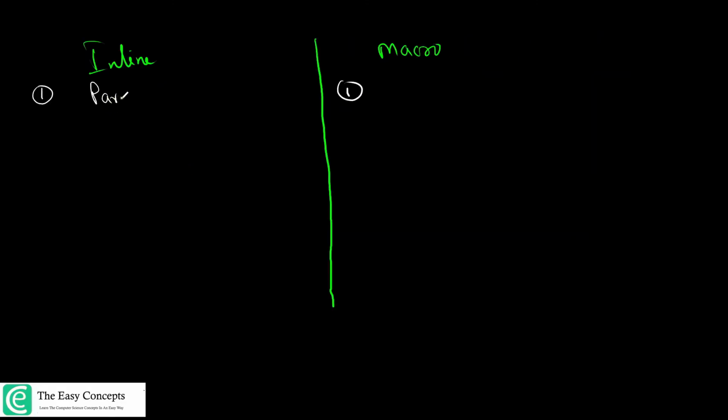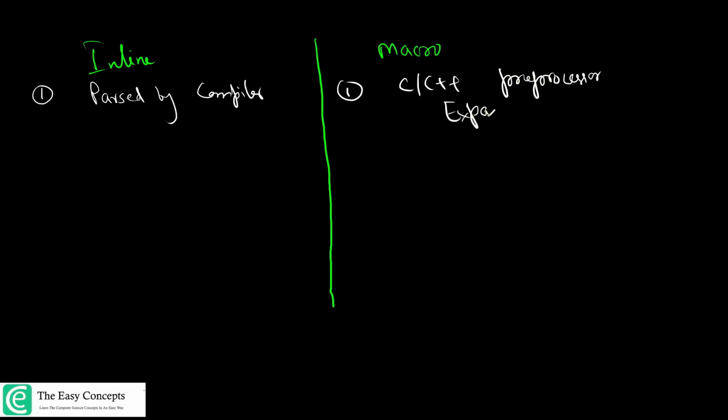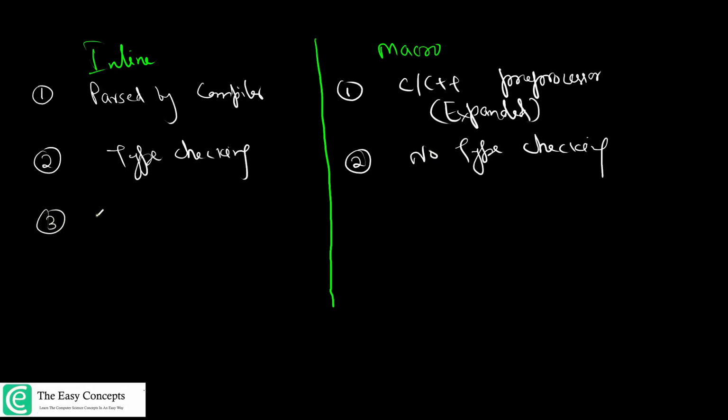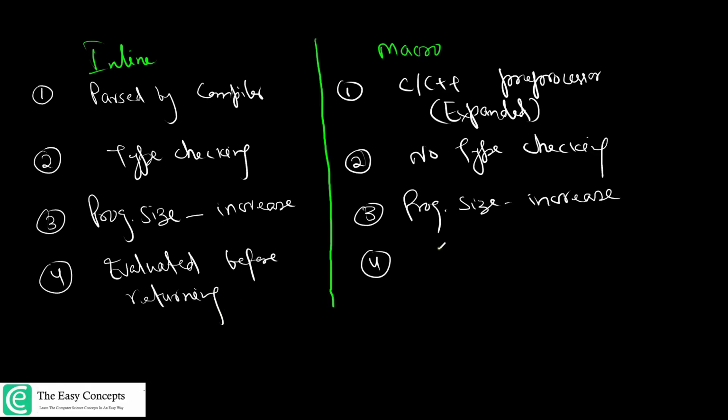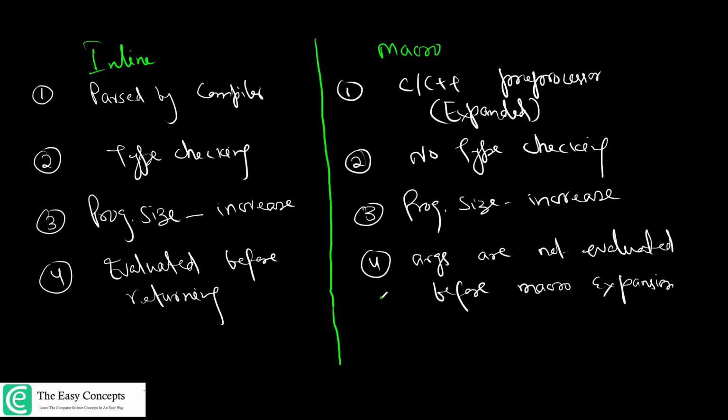The first point: inline functions are parsed by the compiler, whereas macros are expanded by the C or C++ preprocessor. So we can say that macros are expanded, not parsed. Second point, there is type checking in the inline function, whereas there is no type checking in macros. Third point, what about program size? If you use inline functions, it will increase the program size, and similarly, if you use macros, this will also increase the program size. Fourth point, if you pass something to a function, that is evaluated before the call, but in case of macros, arguments are not evaluated before macro expansion. So this was the difference between inline functions and macros.